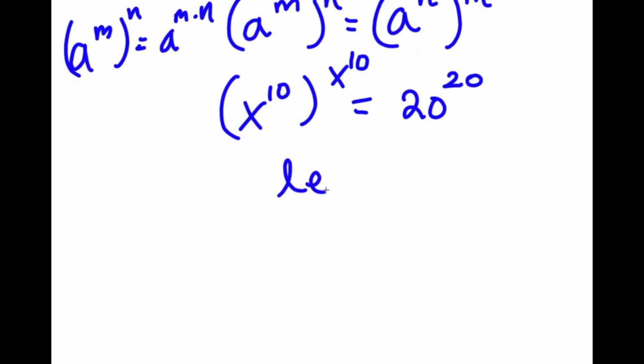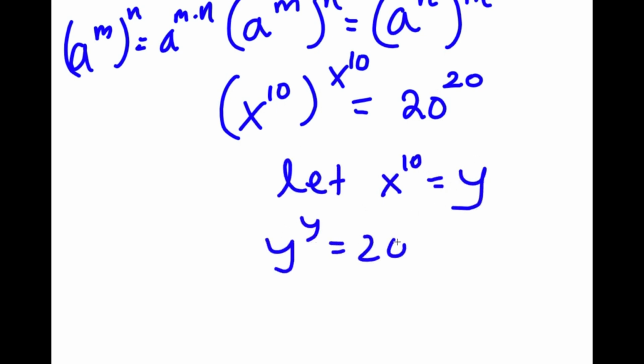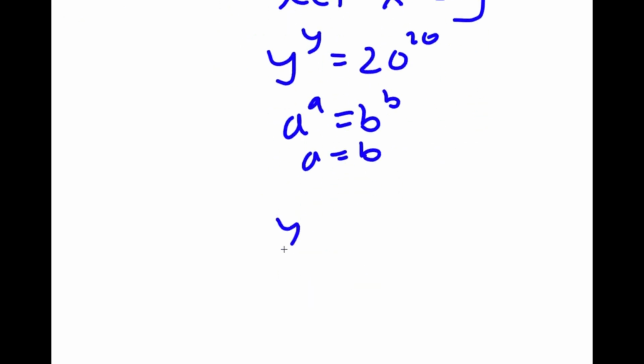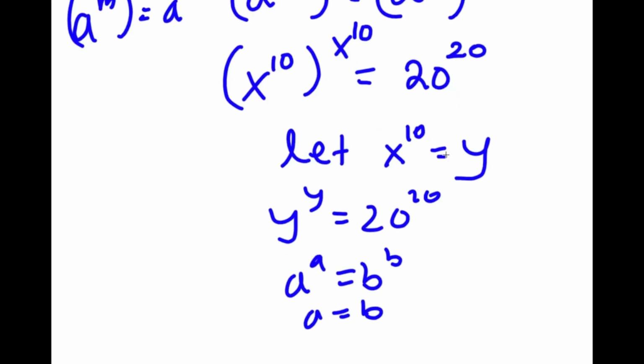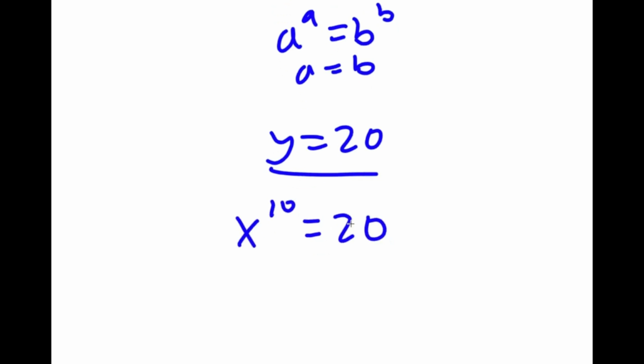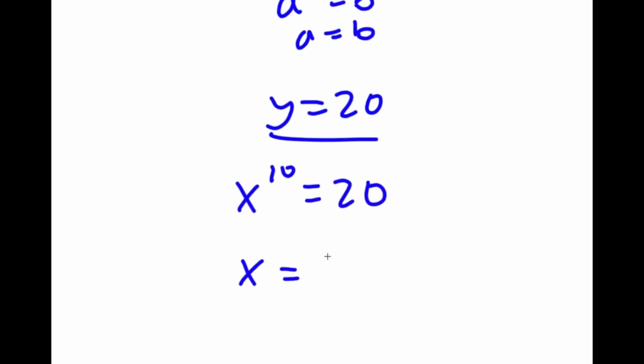Now I'm going to let x to the power of 10 equal the variable y. So now I have y to the power of y is equal to 20 to the power of 20. And a to the power of a equals b to the power of b means that a equals b. So y is equal to 20. Now remember how we let x to the power of 10 equal y, meaning x to the power of 10 is equal to 20, and x is equal to the 10th root of 20.